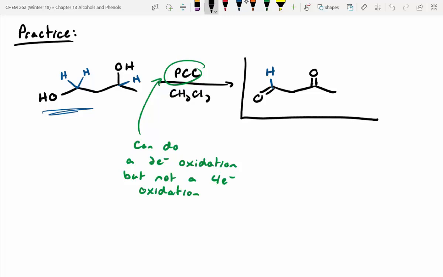So this does throw people. They'll say, I thought PCC always makes aldehydes. It always makes aldehydes for primary alcohols, but if you have a secondary alcohol, it'll still do a 2-electron oxidation and give you a ketone. So it is versatile in that regard. So be careful of that. What if we had a tertiary alcohol in here? Nothing would happen, right? So it is important to remember PCC does 2-electron oxidations. Tertiary alcohols don't do a thing.